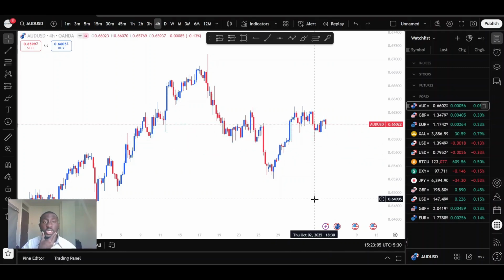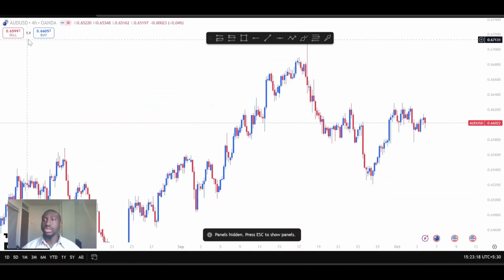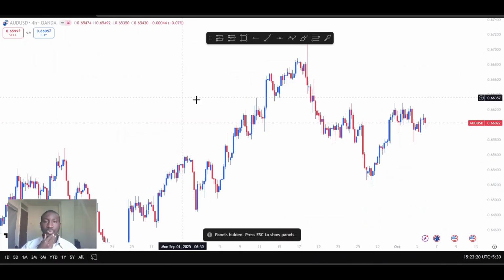So guys, what I'm just going to be doing today is some analysis for the upcoming week, what we are expecting from the markets. Now as you can see on your screen, this is AUD USD on the 4 hours time frame.